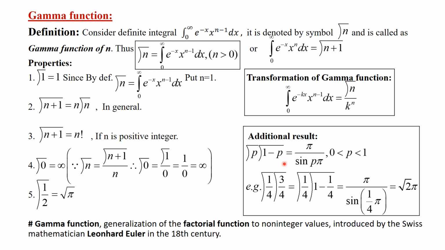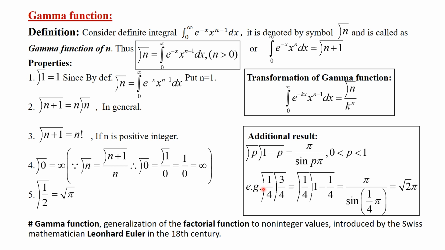An additional result is in terms of gamma of p into gamma of 1 minus p. If the gamma function has product terms p and 1 minus p, the result simplifies to pi upon sine p pi, where p is a value lying between 0 and 1.